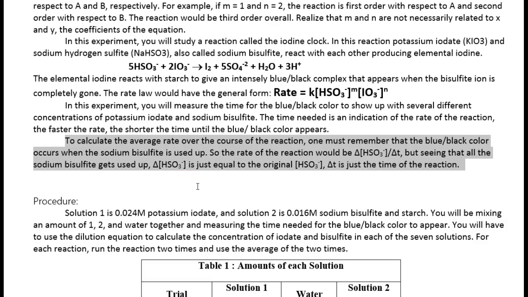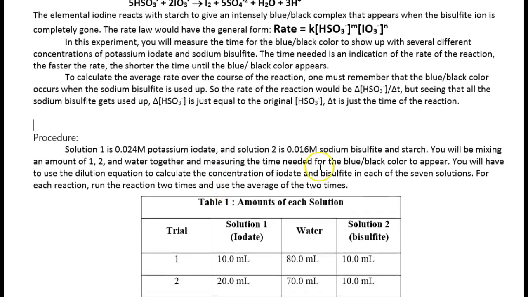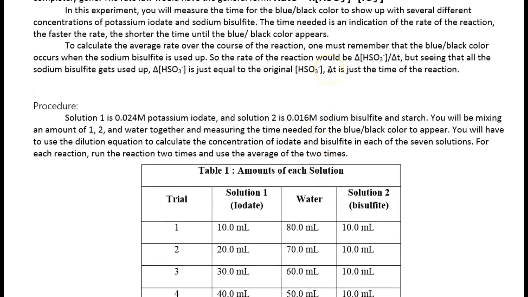Okay? And so if it's used up, that means its final concentration is 0. So the initial concentration would also be the change in concentration. So if it starts at 0.1 molar, it's going to end at 0. So therefore the change in concentration would be 0.1 molar, right? So we're able to easily get the rate for the reaction by just looking at the change in concentration of the bisulfite, which is also equal to the starting concentration of the bisulfite. Okay? And then we can just, of course, divide by the number of seconds that it took for the reaction to happen to get the rate.